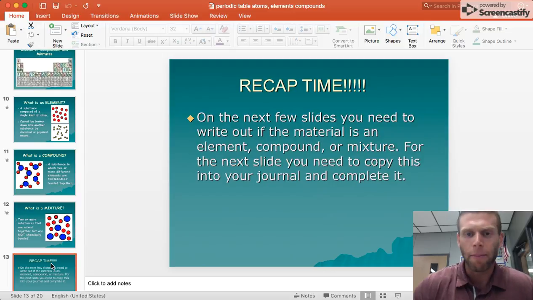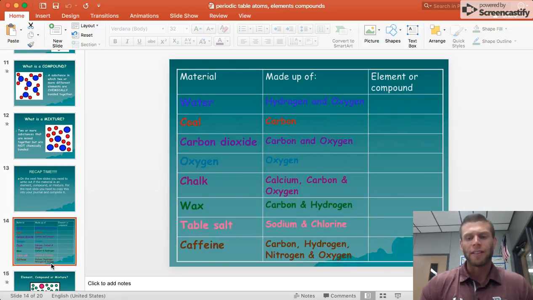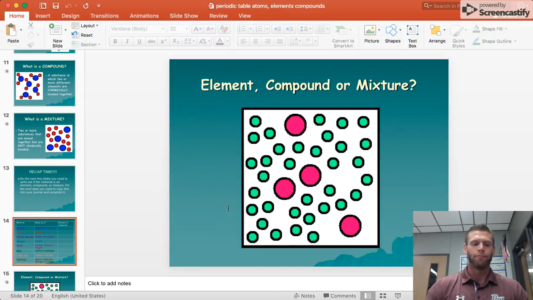Oh, another recap time. On the next few slides, you need to write out if the material is an element, compound, or a mixture. The next slide, the one following this recap time slide, you need to copy that table down in your journal and answer it. So here's the table that you're going to be writing down. You're going to write the material down, write what it's made up of, and then decide on this table only if it is an element or a compound. You can just put an E or a C. So you're just going to read through water, which is made up of hydrogen and oxygen, and put E or C. And you will do that for all of the materials listed in the table.